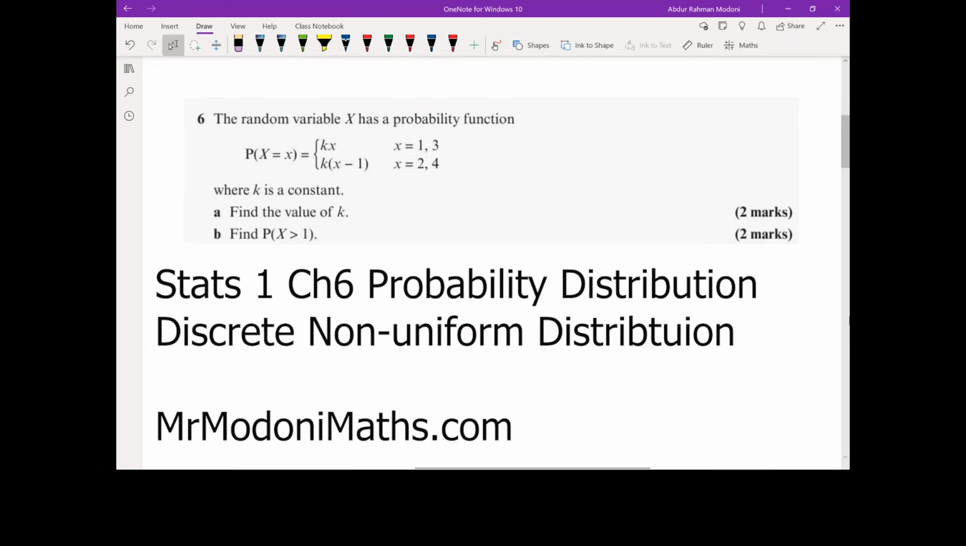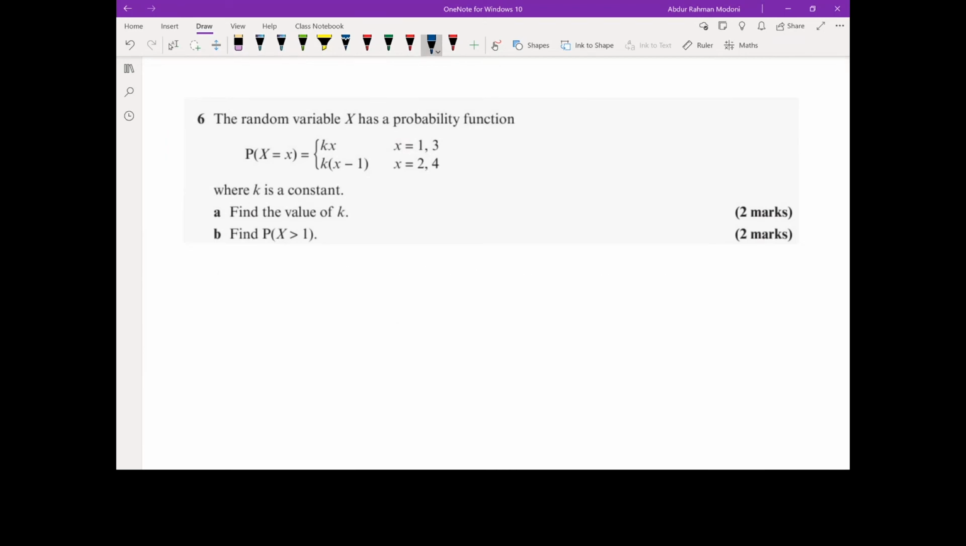So the random variable x has a probability function. So we can see here the probability function. How do we read this? Well, this basically is saying that the probability of x equaling 1 or 3 is represented by k times whatever that outcome is. If it's 1, it will be k times 1. If it's 3, the probability will be k times 3.